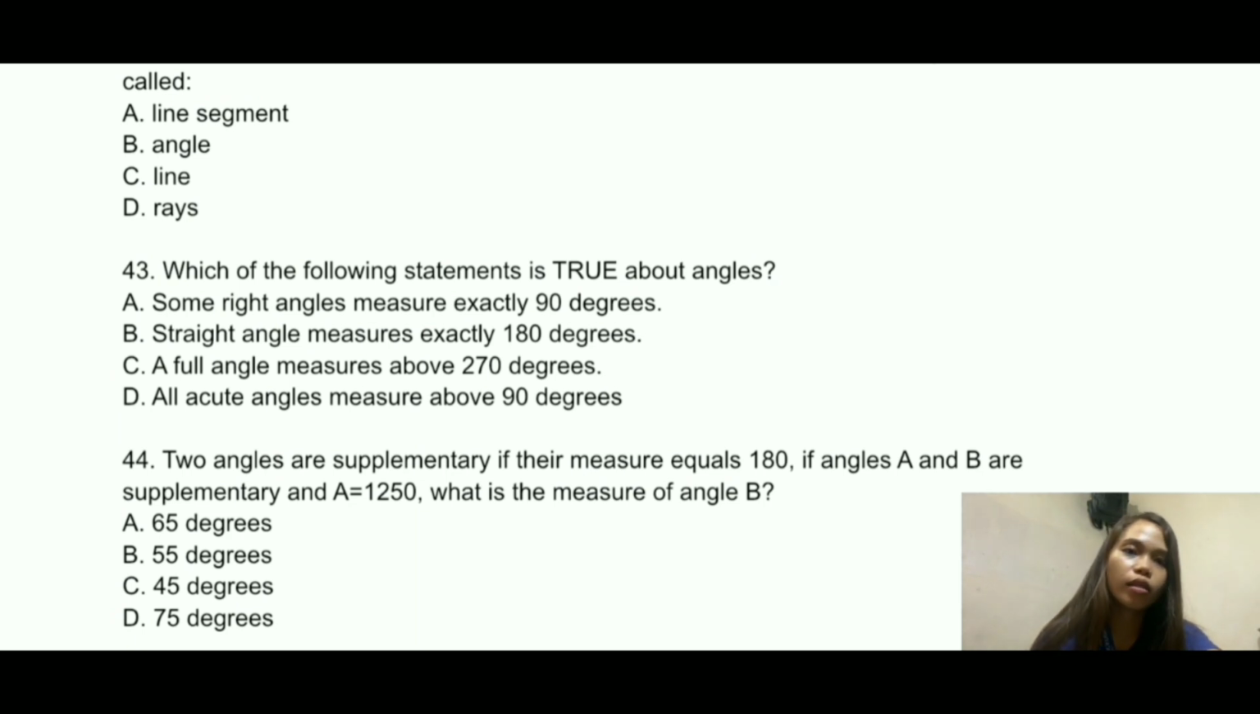So why is it the answer? Because supplementary angles add up to 180 degrees. So we are going to subtract A from 180 degrees. So B is equal to 180 degrees minus 125 degrees, which is equal to 65 degrees.